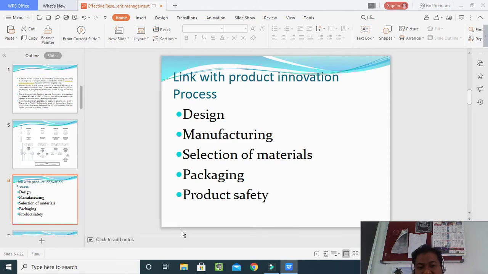Coming to manufacturing, after selecting the blueprint, they will go for the manufacturing item. In the manufacturing they will implement the first step.